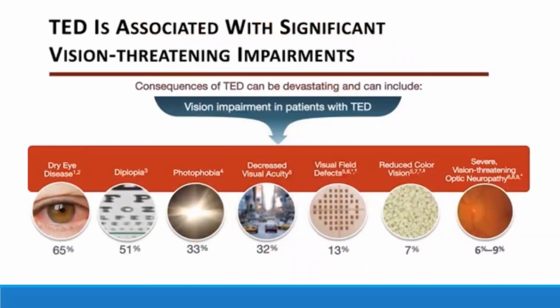Graves' orbitopathy can affect vision. It can present with dry eye disease in about 65% and diplopia in about 50%, photophobia, decreased visual acuity, visual field defect, reduced color vision in about 7%, and may be severe and vision-threatening with optic neuropathy in about 5 to 10%.